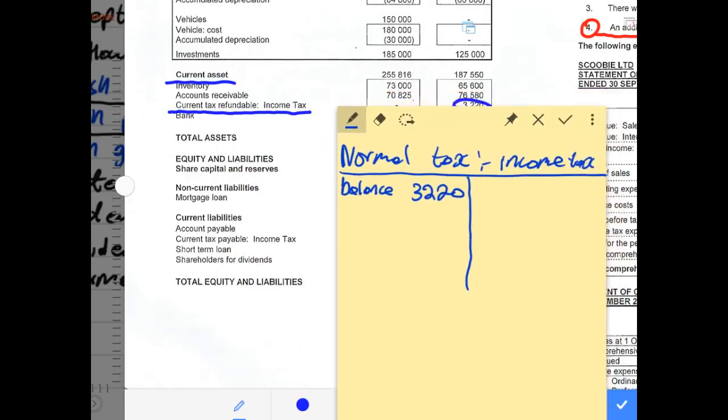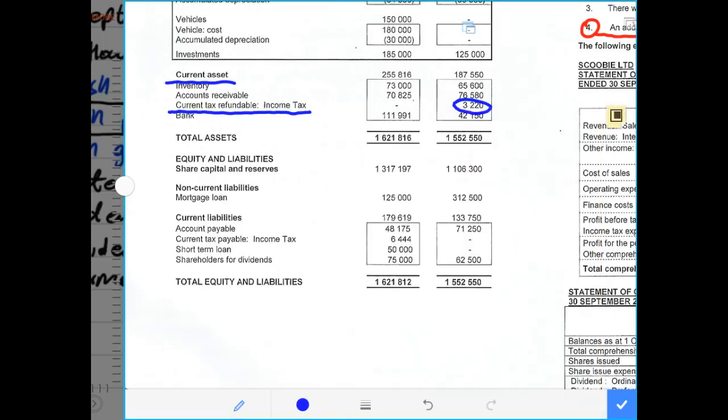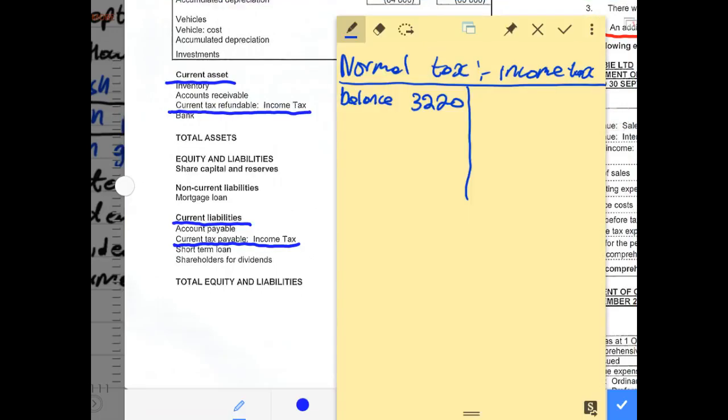Take note once again that the closing balance is now under current liabilities. The closing balance for current tax, or for normal current tax payable, is a liability, and this closing balance is 6,444. So now we have to record the closing balance. And remember, if the closing balance is a liability, the carrying balance of a liability is on the debit side, or the balance carried down of a liability is on the debit side.